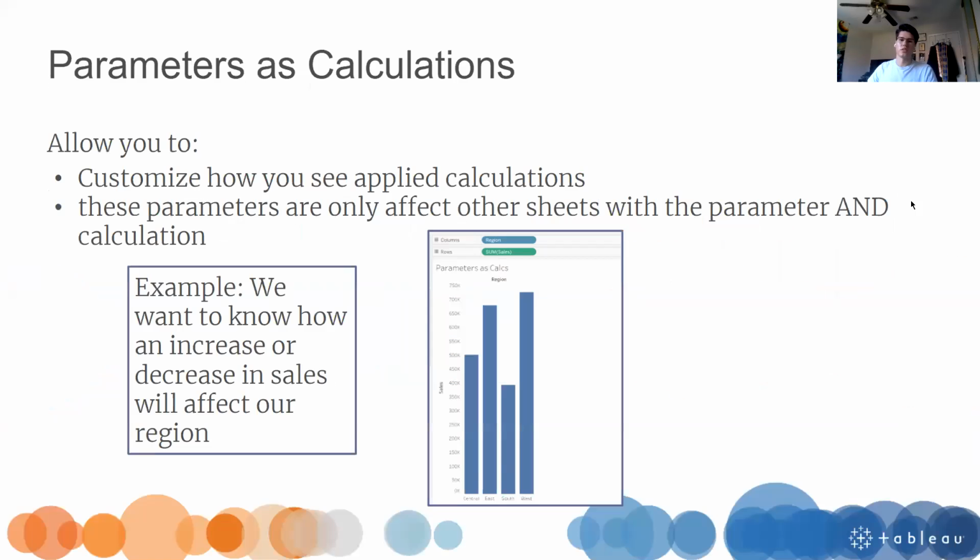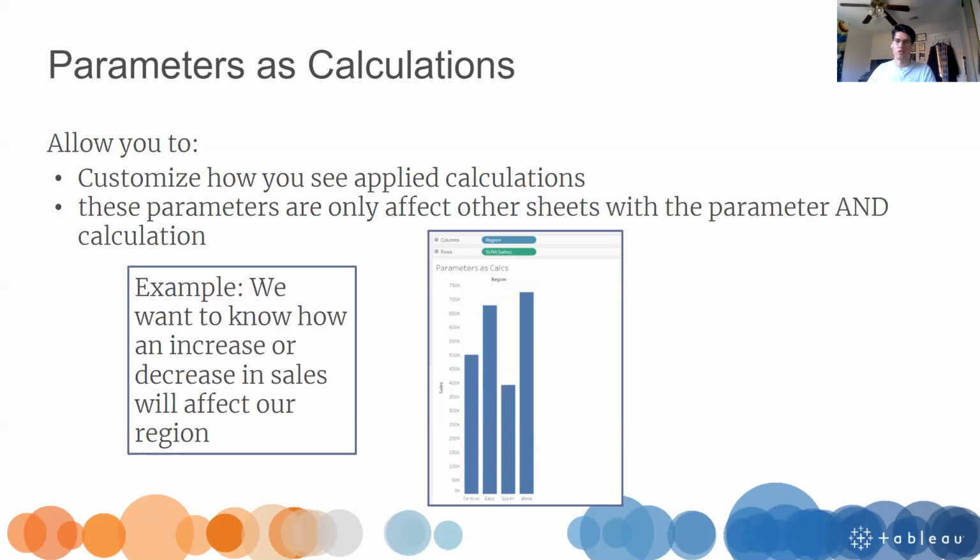So going into parameters as calculations, this will allow you to see your applied calculations in different ways. These parameters only affect the other sheets with the parameter and the calculation. In the past example, we were talking about things in filters, but for this parameter to work, you need the parameter and the calculation. Our example is going to be exploring how an increase or decrease in our sales will affect the performance of our regions. So in this bar chart, we have our regions: central, east, south, and west.